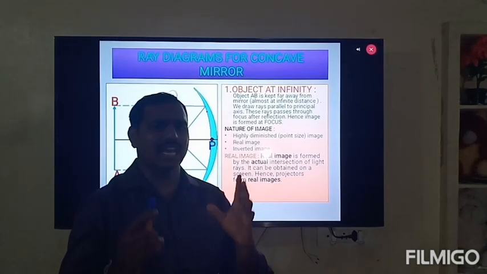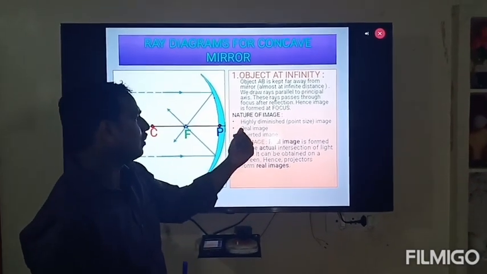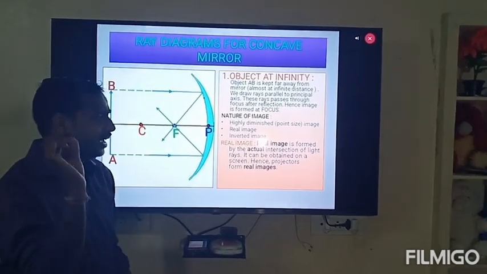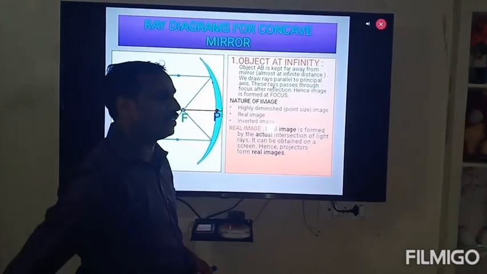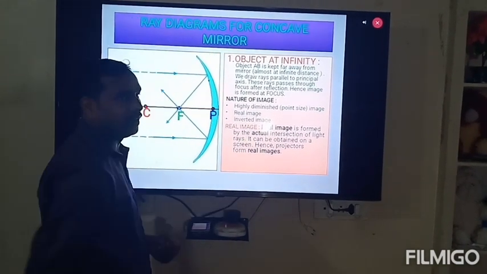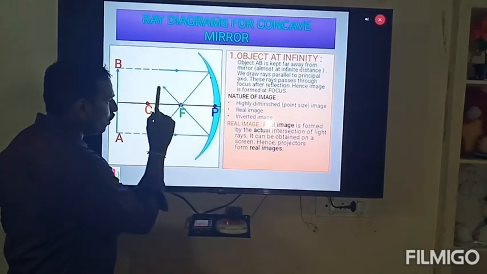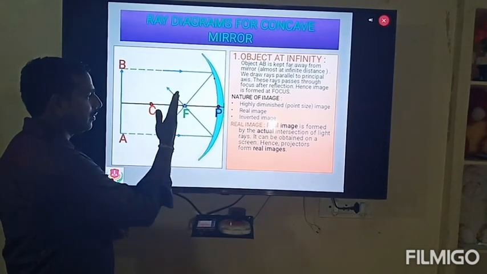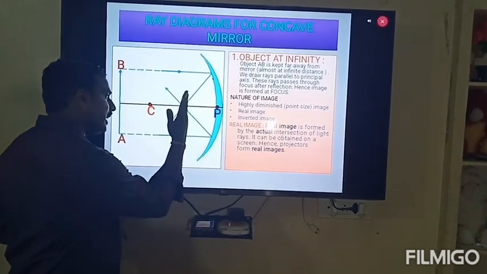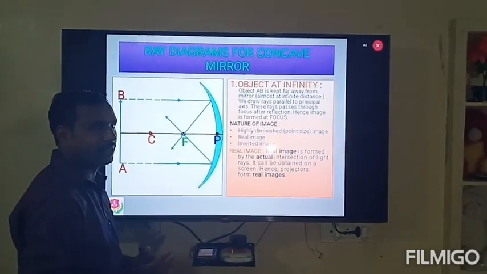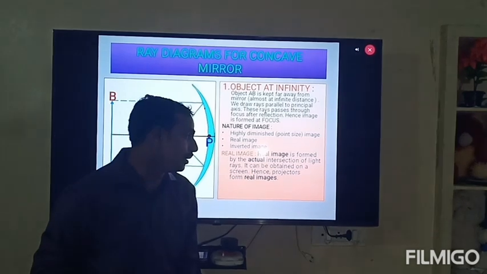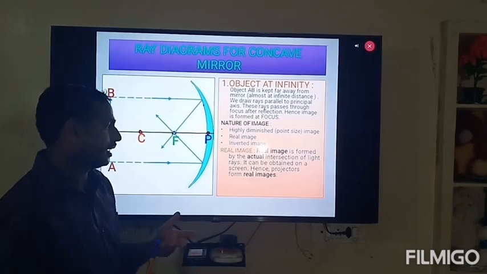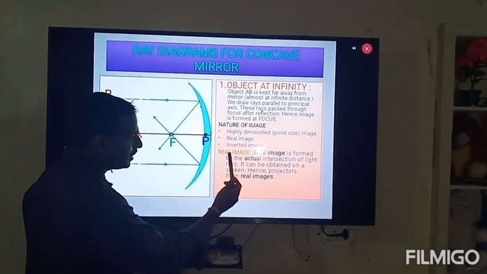So what are the characteristics of the image formed in this case? I am going to say the nature of the image. Highly diminished image means a very small image, nearly we can say a point-sized image will form, and a real image will form. Real image means here at the focus, if you keep a screen, as I showed in the previous class where we kept a screen at f only, upon the screen we get this image. That's why this is a real image. And inverted image means a reversed image will form. I already explained in the previous class.